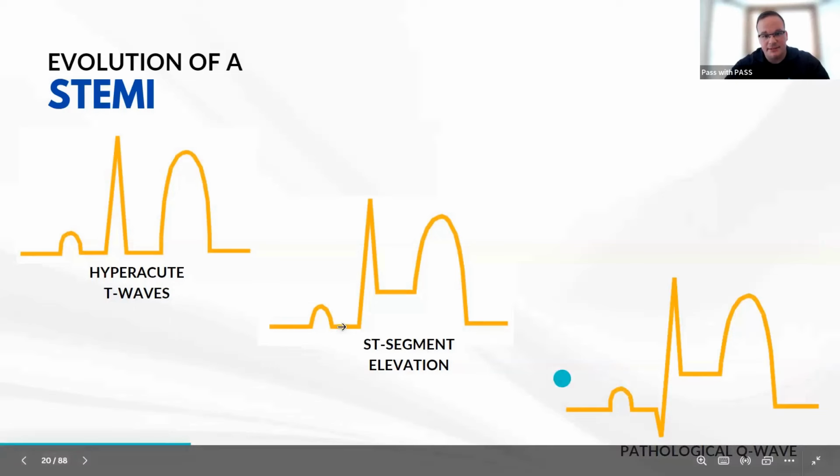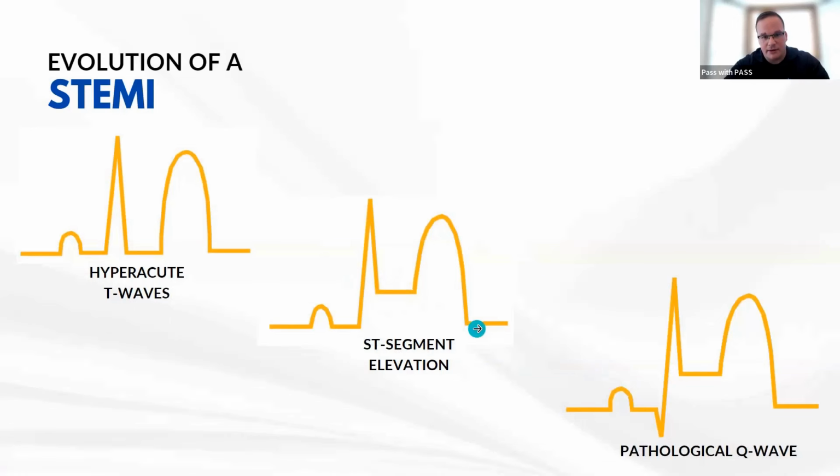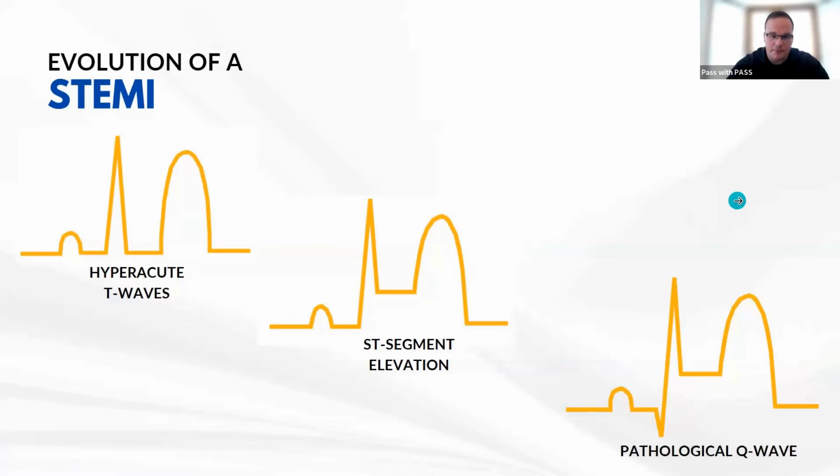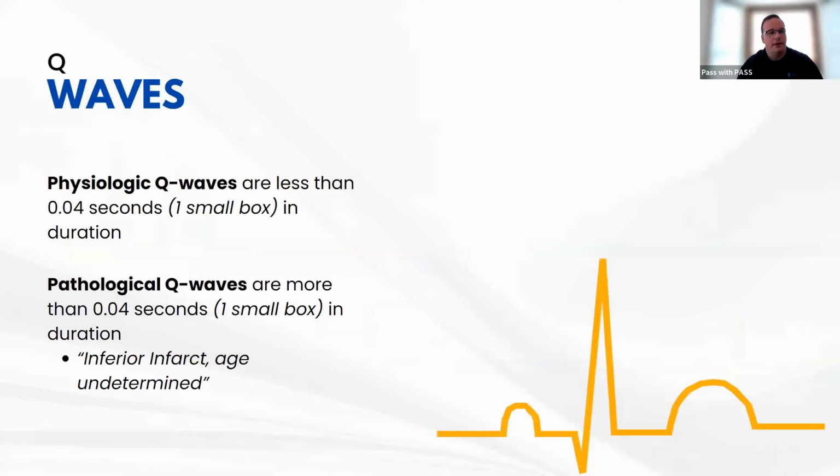Then we would eventually see ST segment elevation. So my J point and ST segment is now higher than that following TP segment. So I have some ST segment elevation pattern there. And then eventually a pathological Q wave, which may or may not present itself. And we're going to talk about what pathological Q waves are right here. So physiologic, remember physiologic means normal. Physiologic Q waves are less than 0.04 seconds or 1 small box in duration. Those are a normal finding. Pathological Q waves are more than 0.04 seconds or more than 1 small box. And that is not a normal finding.